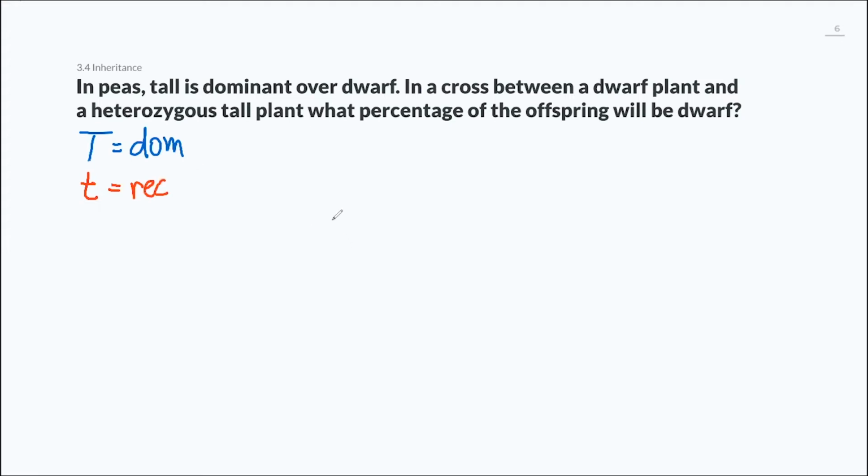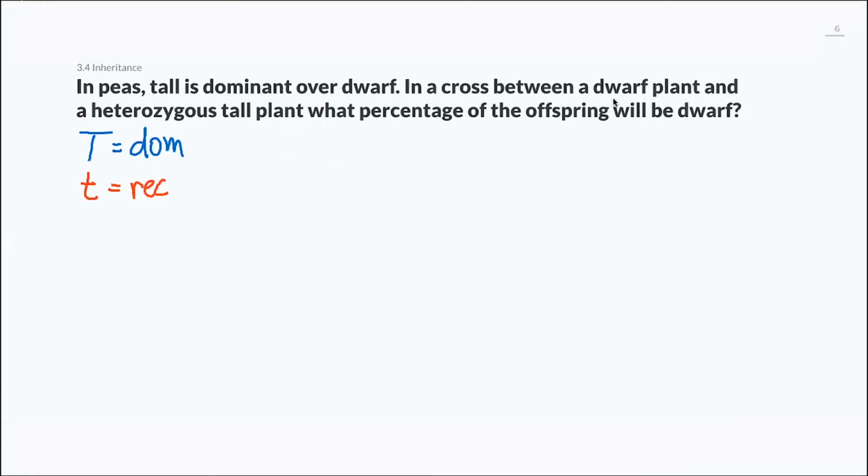What a lot of people do is they use different letters, and that is not correct. Okay, if you're taking the AB exam, that will cost you points, that will cost you mark points, right? So you cannot do tall and dwarf, that is not acceptable.